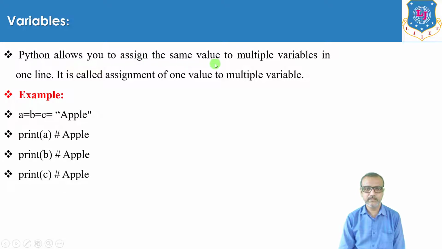Python allows you to assign the same value to multiple variables in one line. It is called assignment of one value to multiple variables. For example, see, here I have taken three variables and one value only. So in a, b, c, the apple value or the apple string will be assigned. So this is called assignment of one value to multiple variables. If I write print of a, print of b and print of c, in all these three cases the output will be apple.